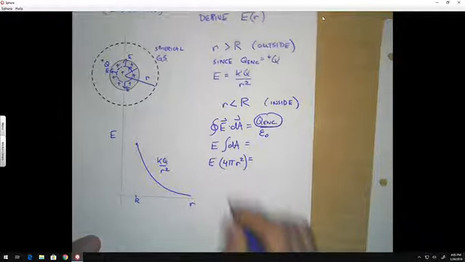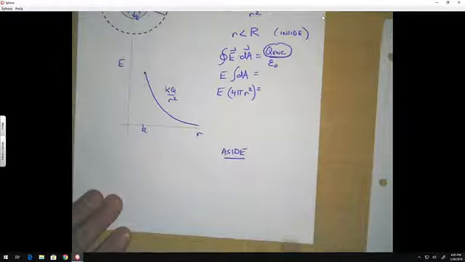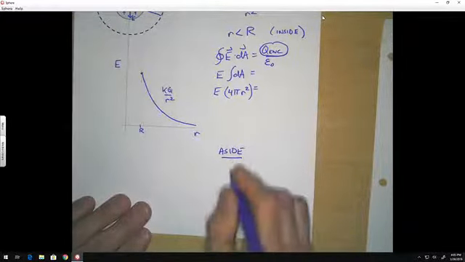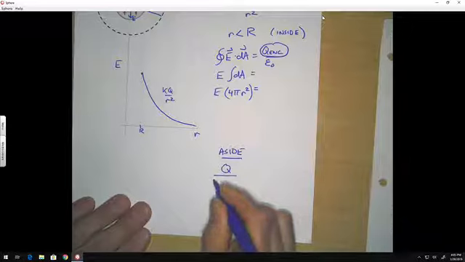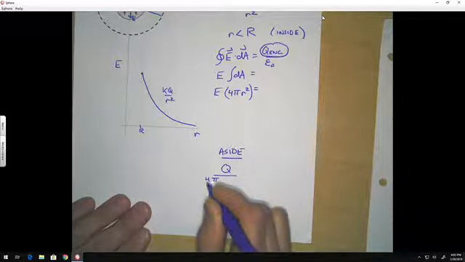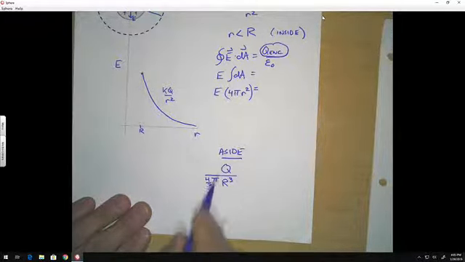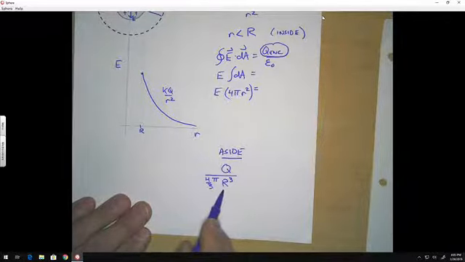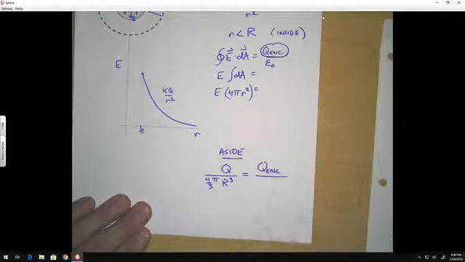So we're going to do an aside. I'm going to move down here. Here's what I'm going to do: I'm going to assume that if I take the total charge and divide it by the volume of the object, so Q divided by 4/3 pi R cubed, that would give me the density of charge in coulombs per cubic meter. I'm going to assume that that density is still the same inside of my Gaussian surface.